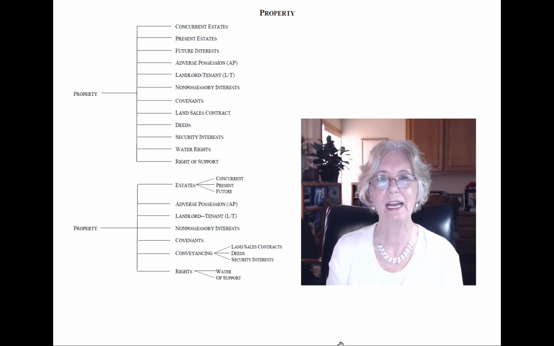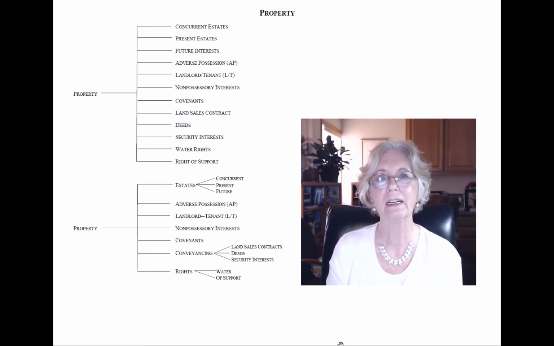Wow, we have now carefully reviewed our way through the whole set of issues involving estates in land. Concurrent estates, where land is owned by more than one person at once, each of whom has full rights to access and control the land. Present estates, future estates. We've talked about adverse possession, where it's possible to enter into land and by using it in an appropriate way for an appropriate amount of time, actually gain legal title to the property.